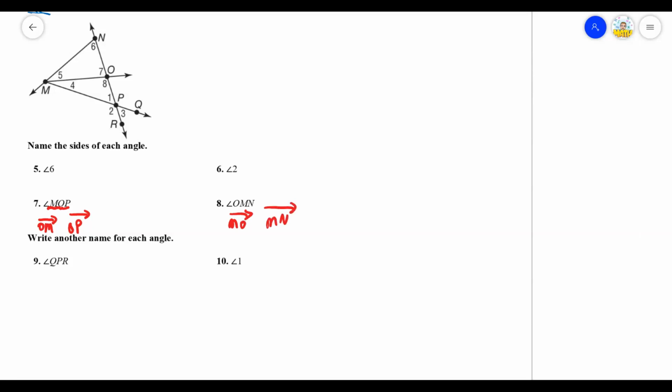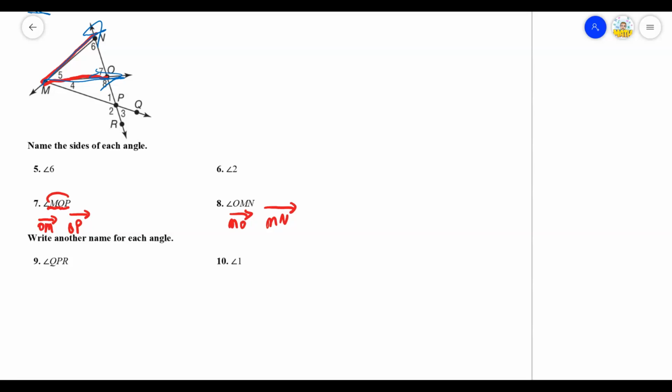The vertex always lives in the middle, so let's jump up to the picture and see where's MOP. MOP. So what are those 2 rays? We've got OM, which I've listed here, and we've got OP, which I listed. Okay. The next one, what do we have? OMN, from O to M to N. Again, without looking at the picture, I said it must be MO because MO runs this way. And we must also have MN, which runs that way. Okay, those are the sides of the angles.